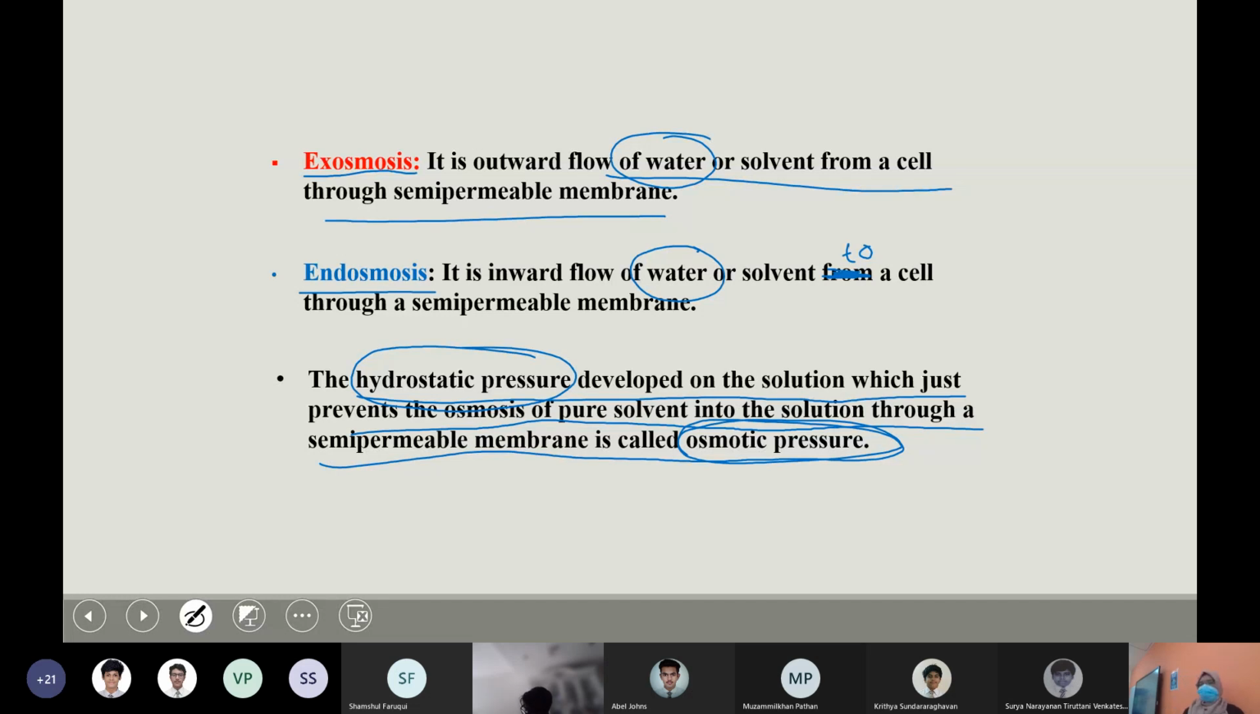So no need to rewrite the definition, but just write what is exosmosis and endosmosis. That will be fine. Ma'am, so if they say hydrostatic pressure, that's for water only? Yeah, basically. But if you take it generally, if you want to define osmotic pressure, then it is just the pressure that you need to apply on a solution to stop the movement of a solvent molecule.